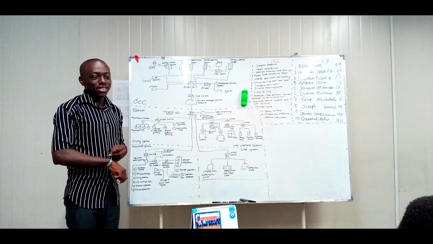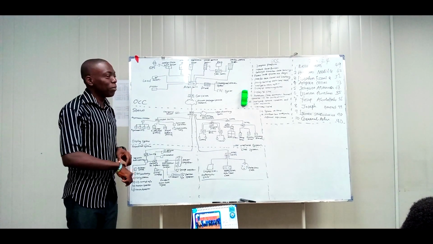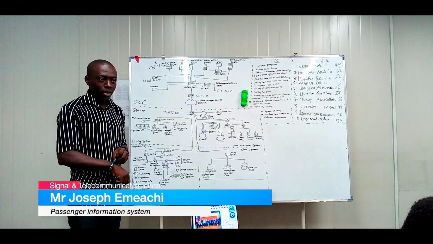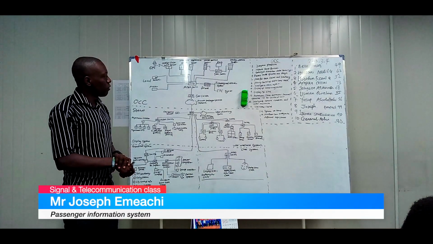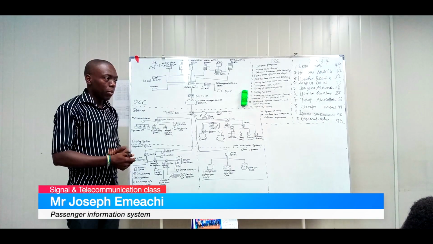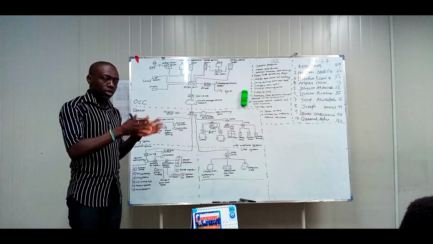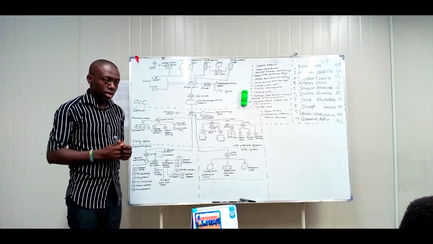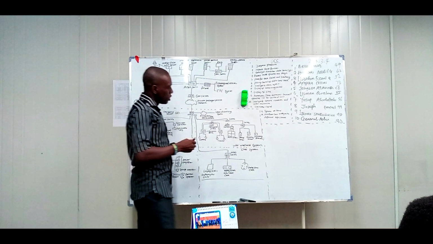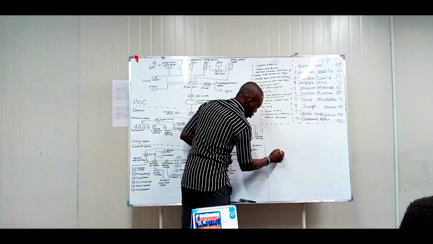Class, my name is Joseph. I'll be taking us today on the passenger information system. So we have learned previously about the ticketing system. You have to buy tickets from the station. Have you been able to test the seats, the various seats? We see things that are done within the station.